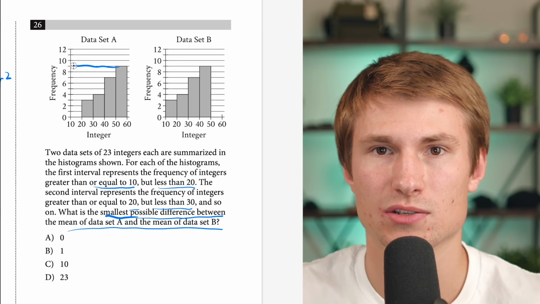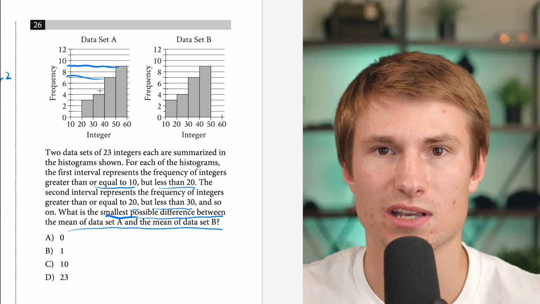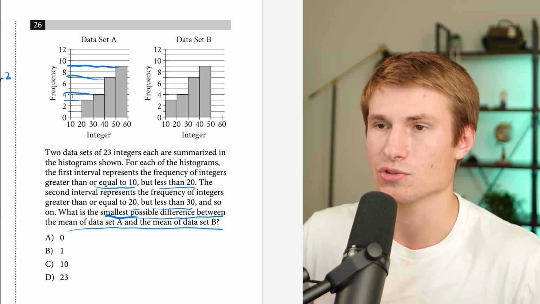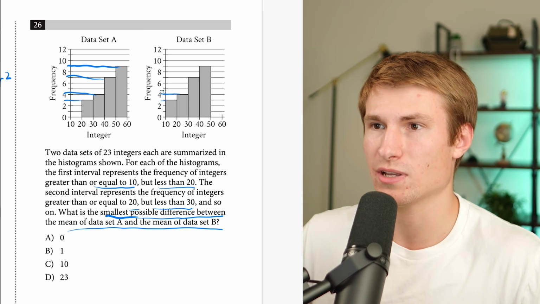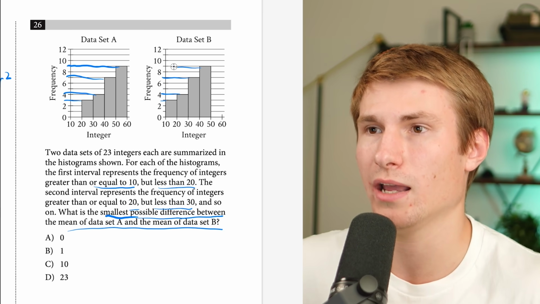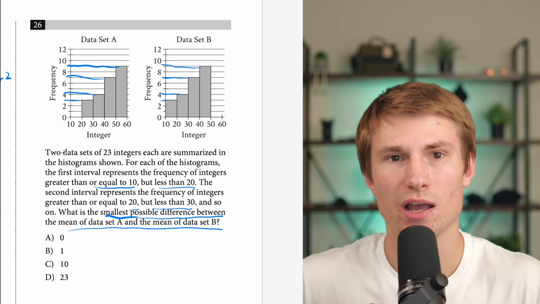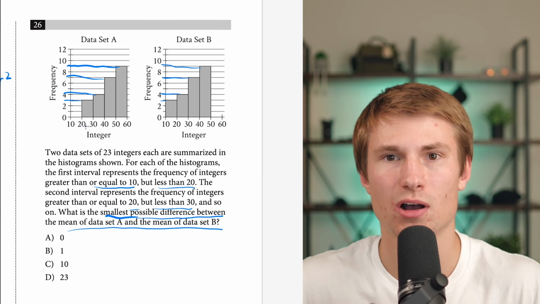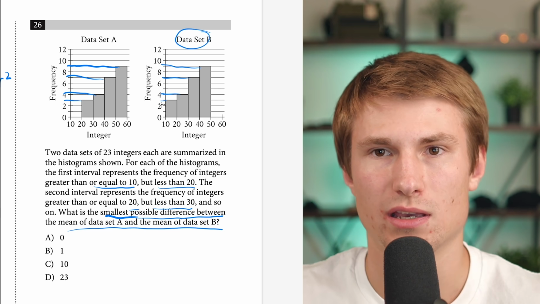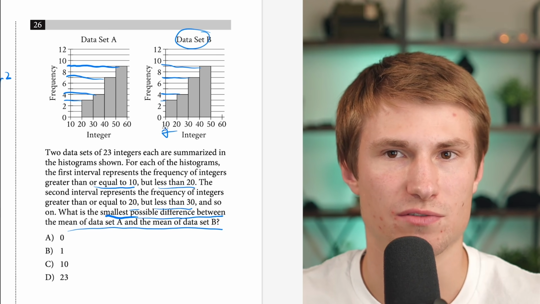As you can see, this one right here goes up to 9. This goes to 7. This goes to 4. This goes to 3. Same thing over here. We have 3, 4, 7, and 9. And we have the same number of bars, obviously. So these are the same shape, but you want to also pay attention to your x-axis as well. And as we can see, data set B is shifted to the left 10 for each of these.